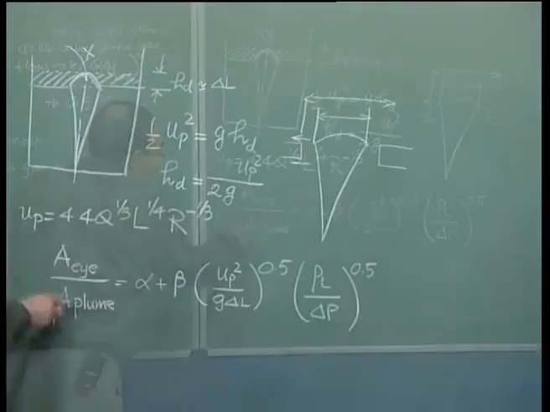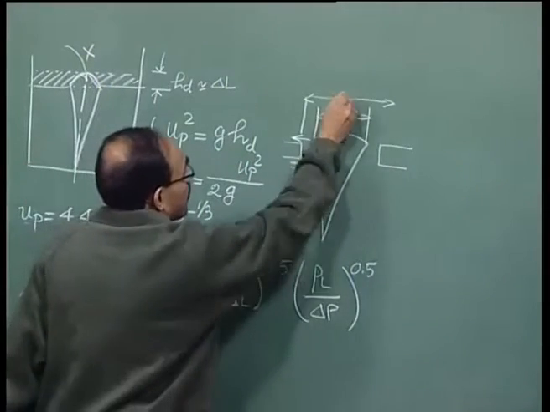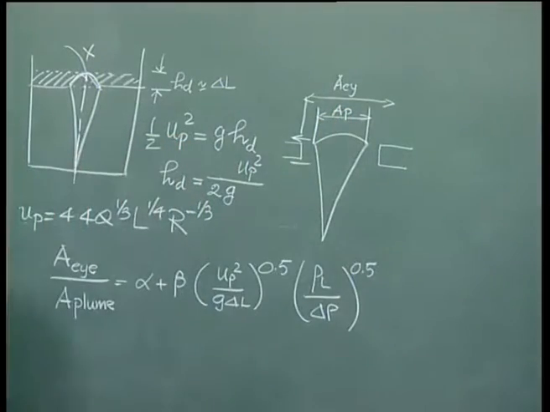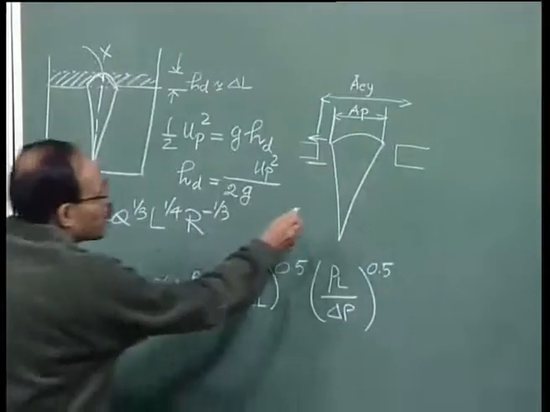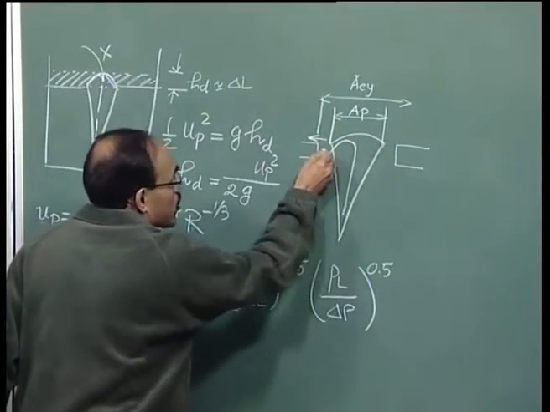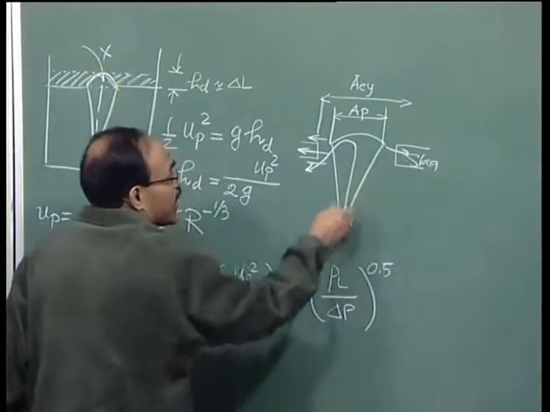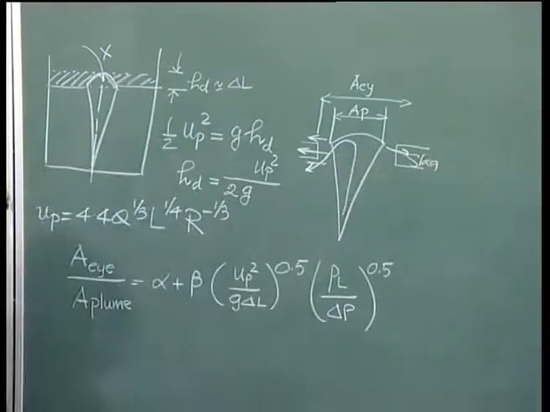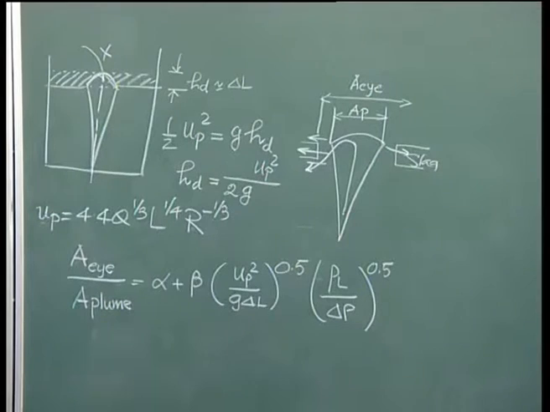So, there are two areas here, the eye area and AP, the plume area. Because the liquid flows radially, the liquid goes like this and comes like this. It is able to push this slag layer aside, and as a result we create a bigger opening than the area actually exposed. Therefore, we can say that the eye area is bigger than the plume area under that particular condition.